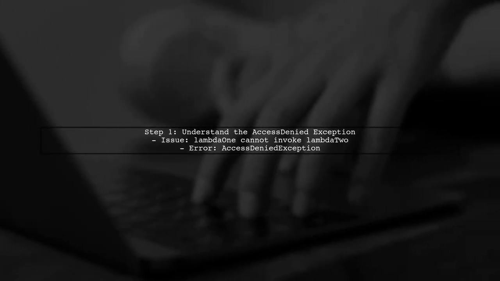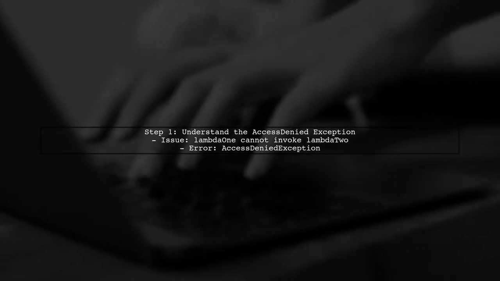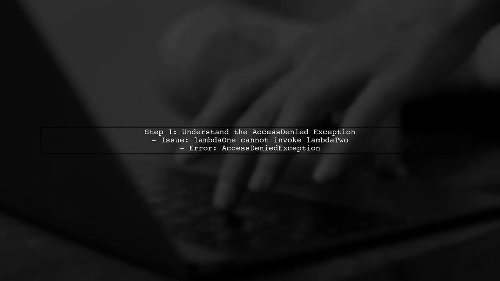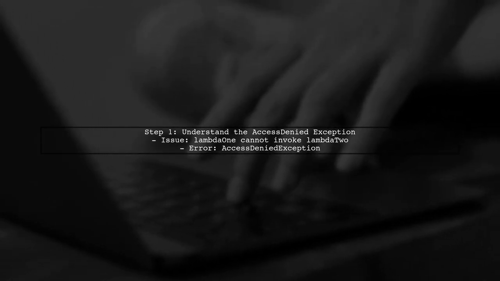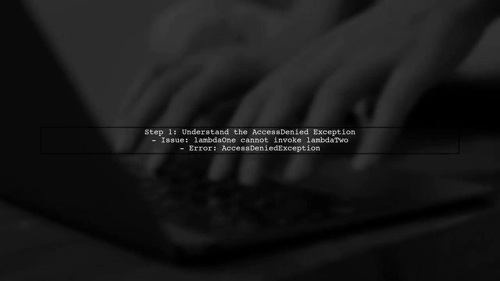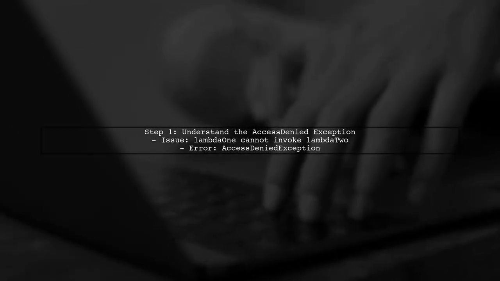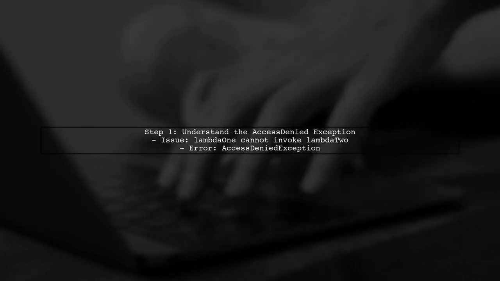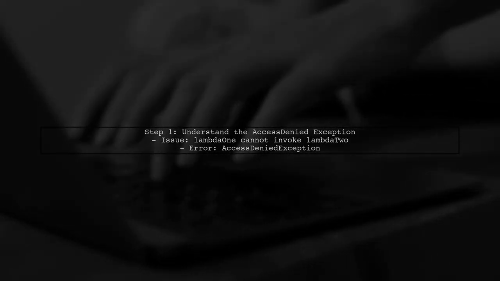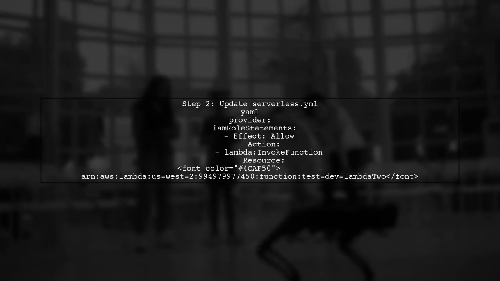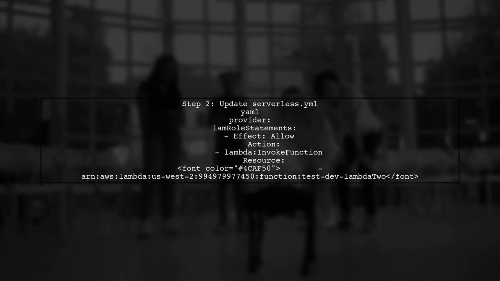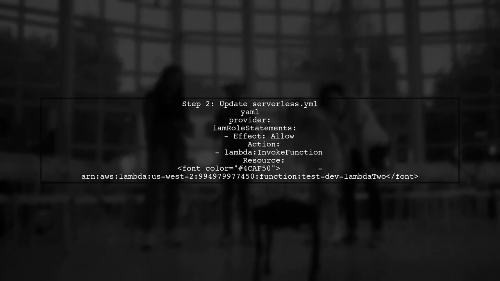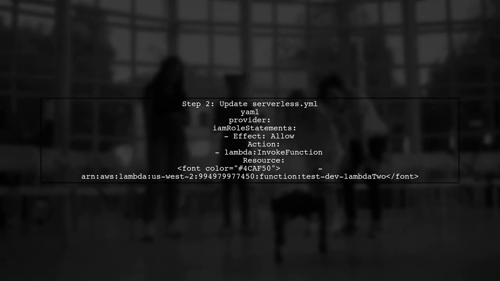To address the access denied exception you're encountering, we need to ensure that the IAM role associated with Lambda 1 has the necessary permissions to invoke Lambda 2. In your serverless.yml file, you can add the required permissions under the IAM role statement section. This allows Lambda 1 to invoke Lambda 2.